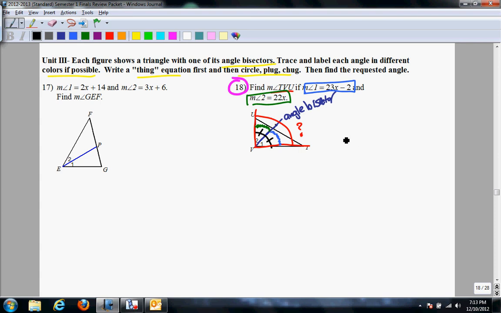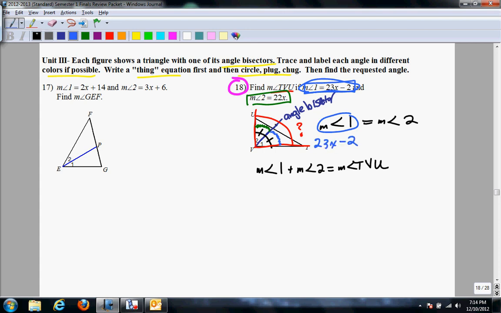Because of the angle bisector, we know two things are true here. We know that angle 1, the measure of angle 1, equals the measure of angle 2. We also know that the measure of angle 1 plus angle 2 equals the measure of angle TVU. We're going to see what we can work with here first. We have angle 1, so we circle, circle, plug it in. Equals, circle, circle, plug it in.